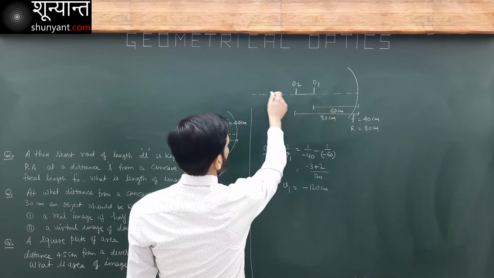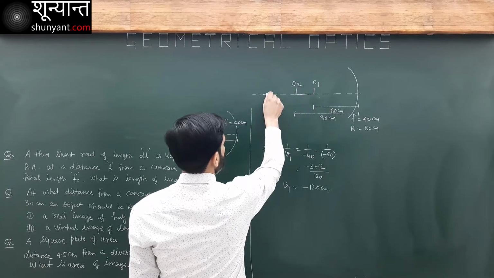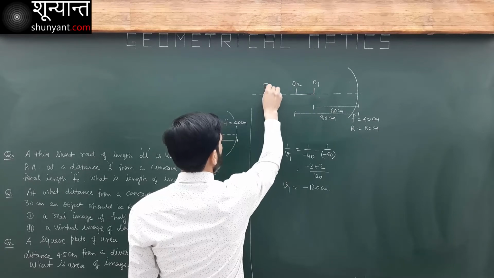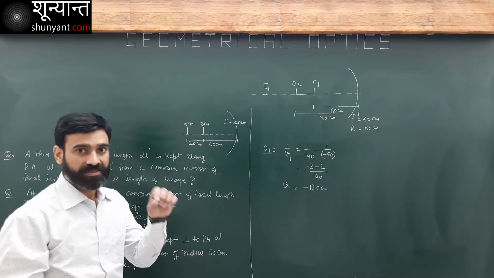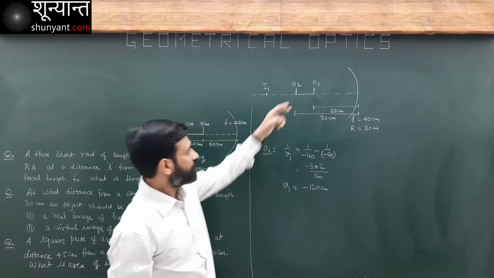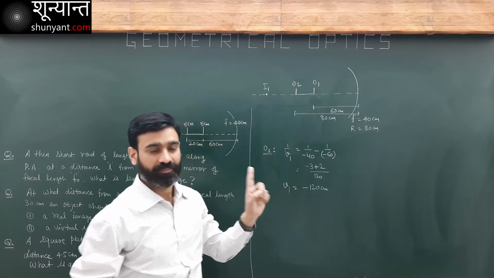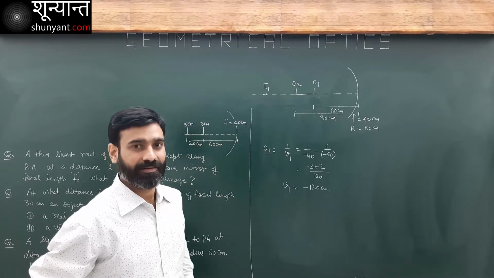60 and then double of this. It is somewhere here. This will be the position of my first image, the image of this object here, O1. Do you understand this? Okay.